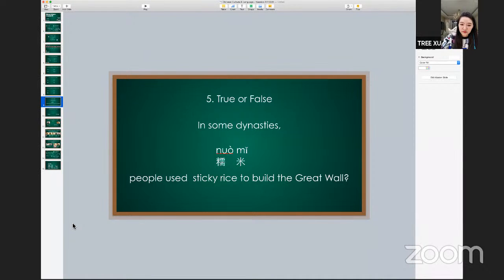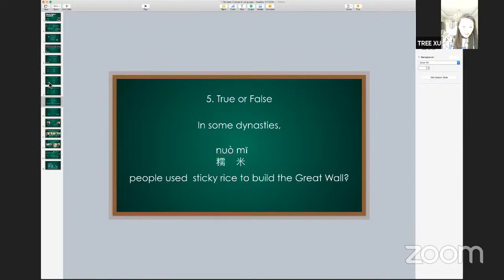Anyone has other answers? Because sticky rice, in old times, food was always the problem of every country, right? Most people didn't have enough food to eat, and you use food to build the Great Wall. Okay, you guys are too clever.